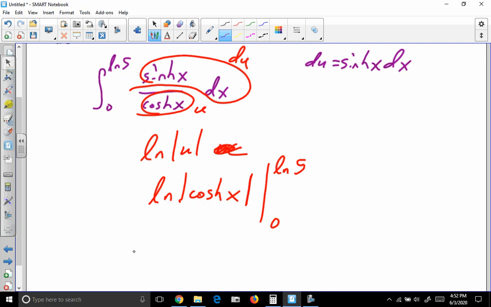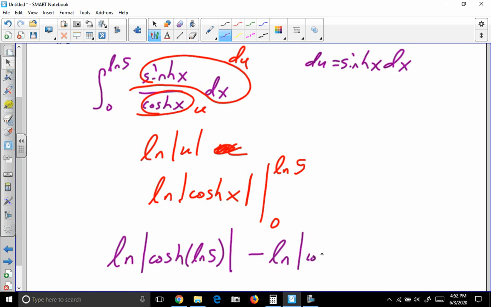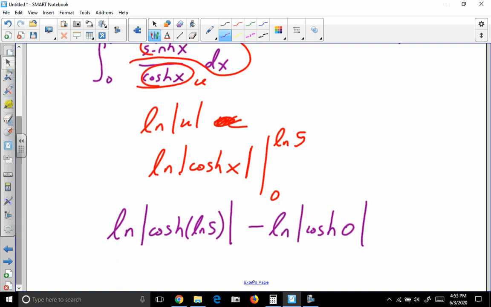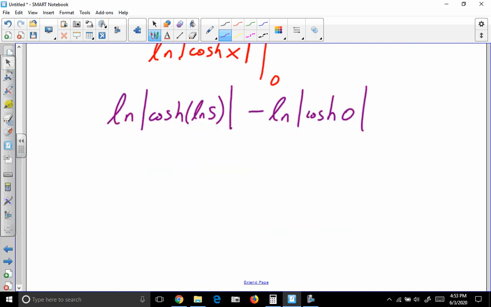So we're going to plug in a natural log of 5. So we have natural log of absolute value cosh of natural log 5 minus natural log absolute value of cosh 0. So the antiderivative sinh over cosh, natural log, and then we plug natural log 5 into there, plug 0 into there. So a couple of things here.